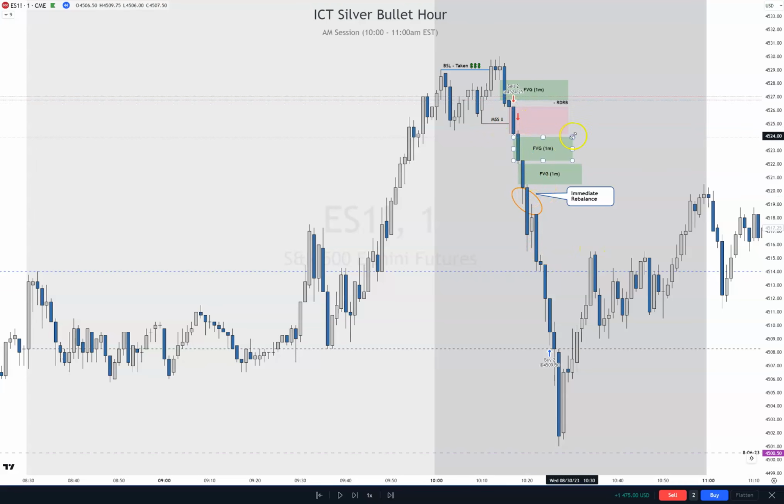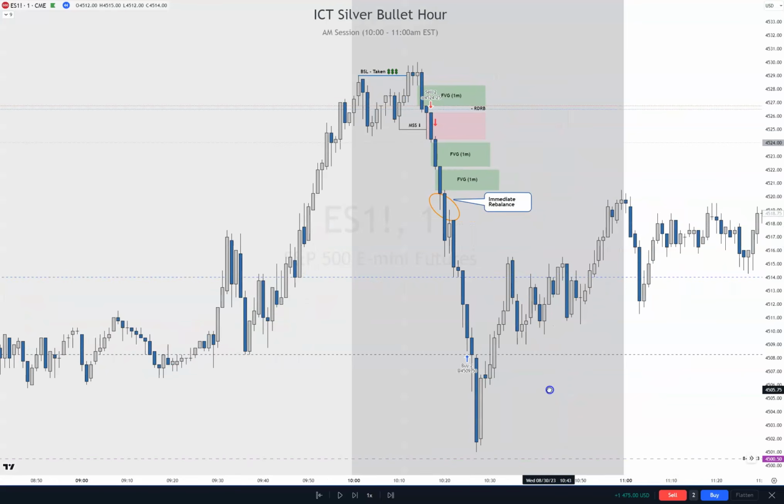So what we saw was a new RDRB PD Array, redistributed, rebalanced PD Array, long wick, and then one traded right through it. Put our limit order right there. Price came up, got us into the trade, and then just took off. Once we saw this immediate rebalance, we decided not to take partials, and we moved our stop to break even, and we just let it hit our TP. Our target was the 8:30 opening price. That was our silver bullet for the AM session on August 30th.